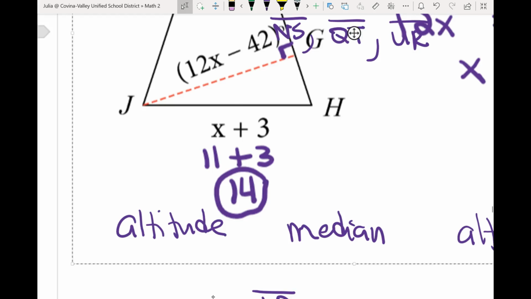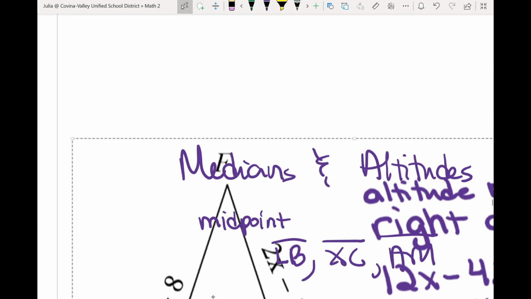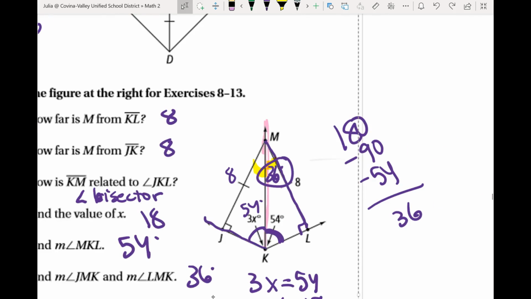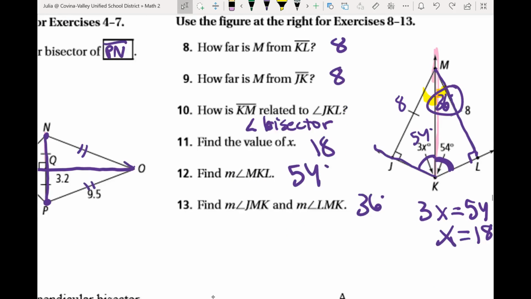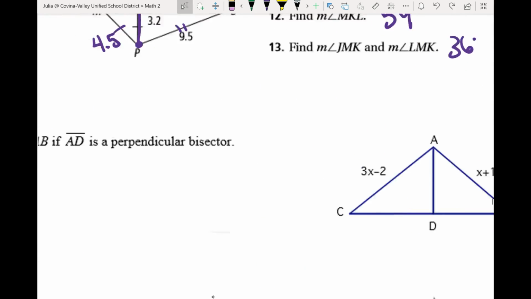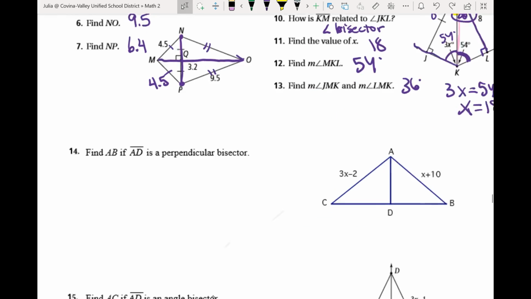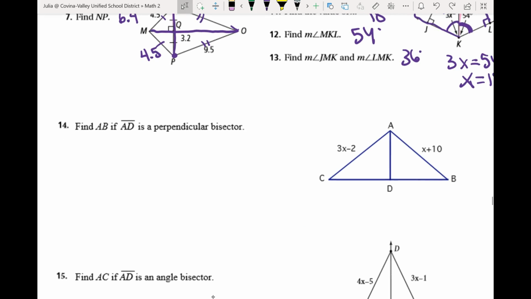All right, I want you to look at number 14 on your own. Find AB if AD is a perpendicular bisector. So it tells you that AD is a perpendicular bisector. It gave you that fact. So you had to figure out what AB would be equal to.